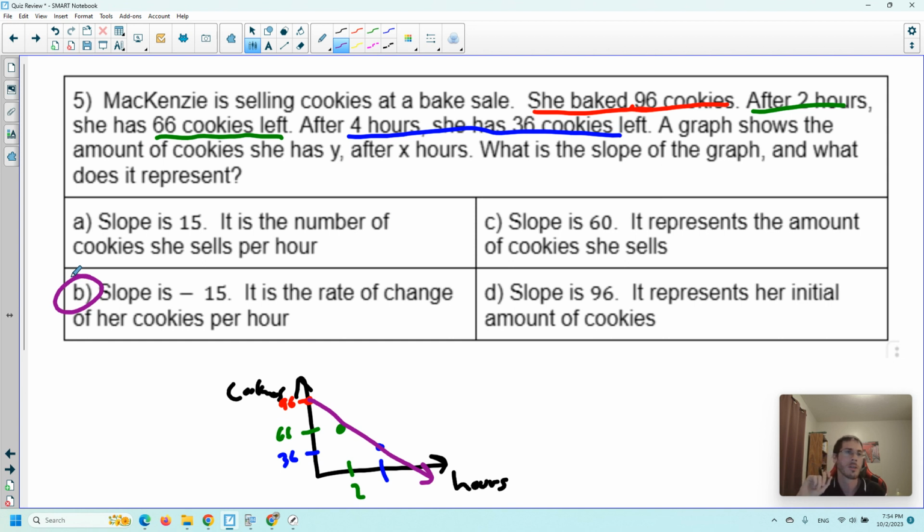Rate of change of her cookies per hour, and that makes sense, because a slope is definitely going to be a rate of change. So it's not going to be the amount of cookies she sells, and not the initial amount. For a slope, that'd be the y-intercept over here. Slope is 15. It's the number of cookies she sells per hour. That might be a rate of change, but again, we got a negative slope instead of a positive slope. So we just have to think about this one and think about what the graph would look like.